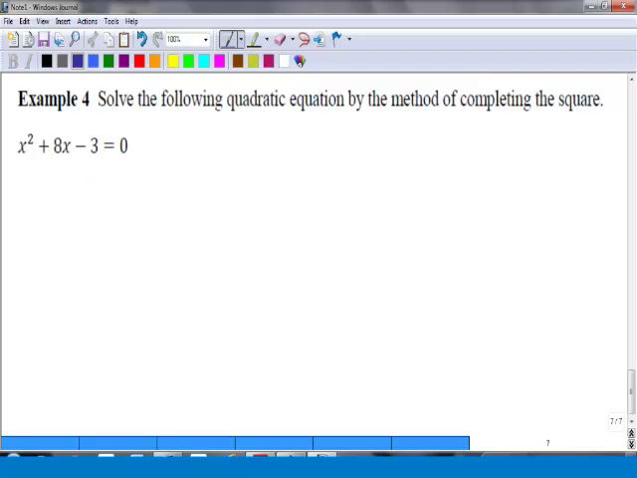This is standard form, but if I can't factor it and I'm not going to use the quadratic formula, the minus 3 is in the way, so I'm going to add 3 to both sides. Let's focus our attention on the x squared plus 8x. Good news is the x squared term has a coefficient of 1. If it didn't, if I had 5x squared there, I would need to divide both sides by 5. Really need a coefficient of 1 for the x squared term to get this going.